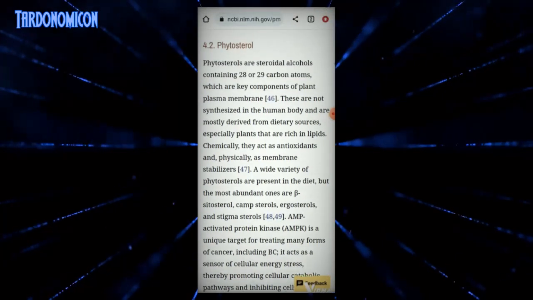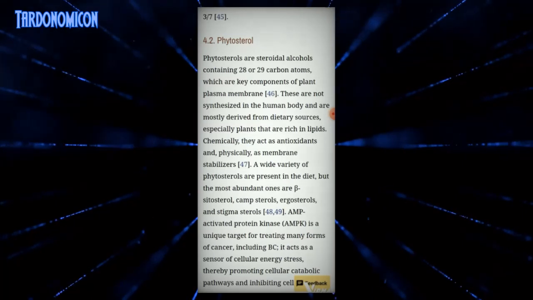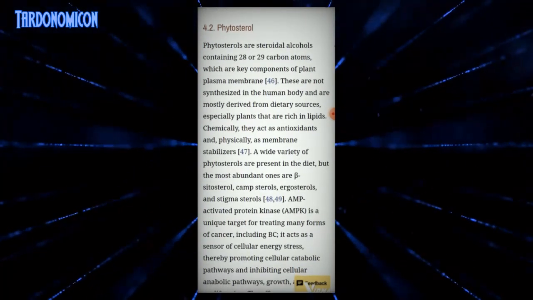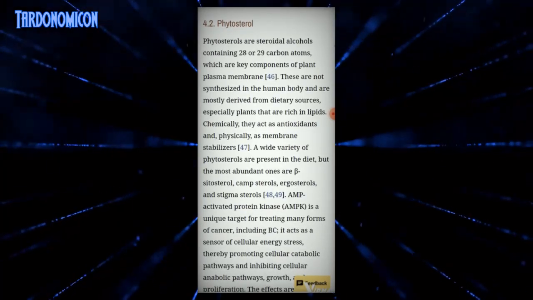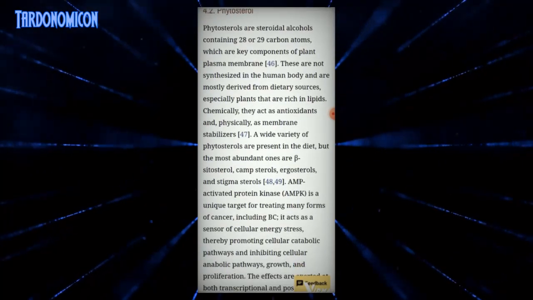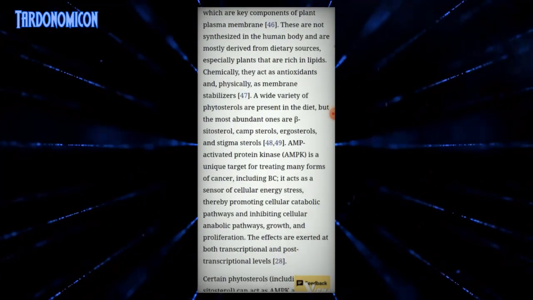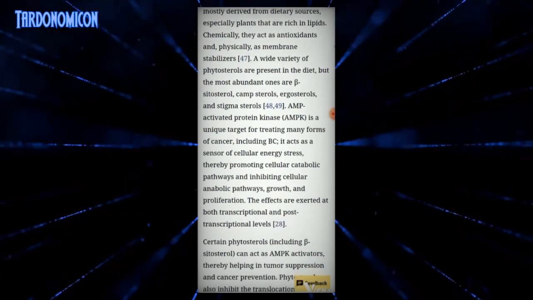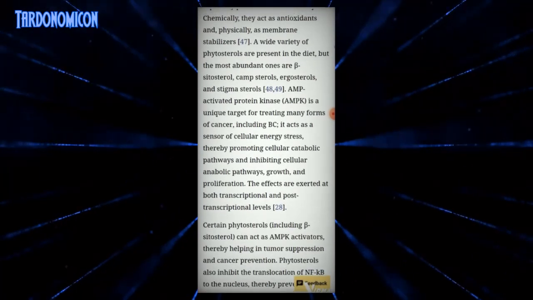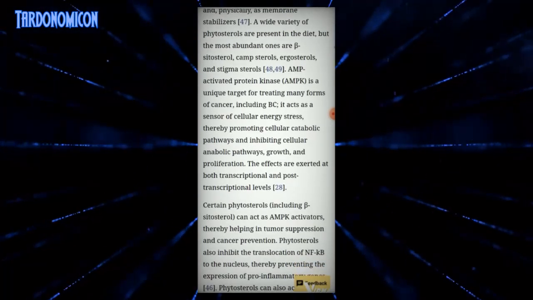Now, what's interesting is with the advent of CRISPR and things like this, never say never. Pretty soon people may be able to manufacture these things through the use of genetic modification. But that's beyond the scope of what I'm covering here. This has to do with diet. So they're not synthesized in the human body yet. A wide variety of phytosterols are present in the diet, but the most abundant ones are beta-sitosterol, campesterol, ergosterol, and stigmasterol.